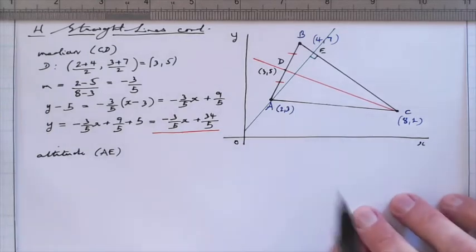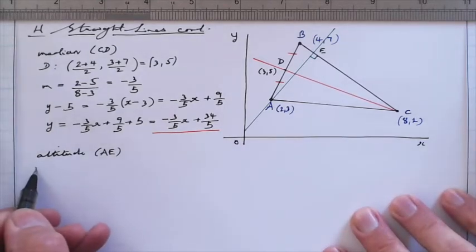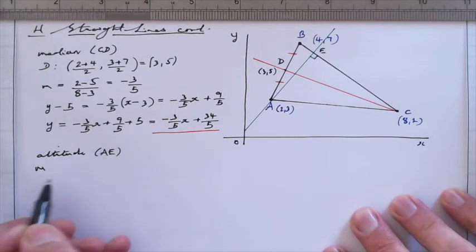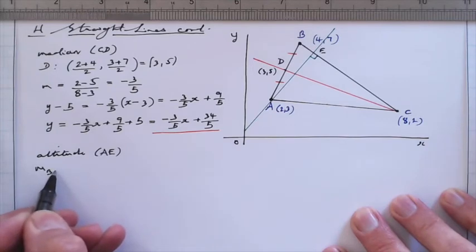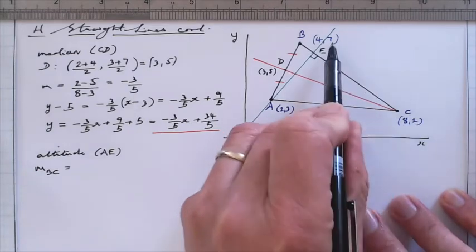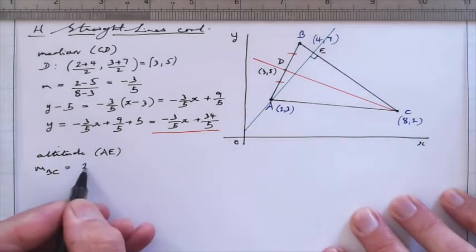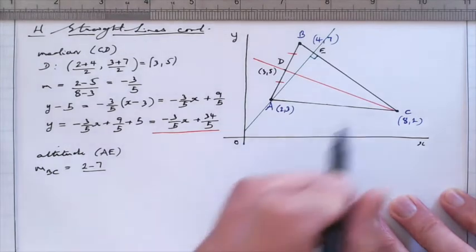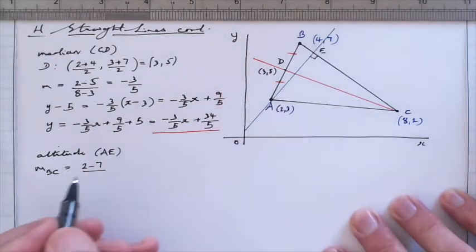Right, so the first thing we need then is the slope of BC. Okay, so it's a difference in y, which is 2 take away 7, divided by the difference in x, 8 take away 4.